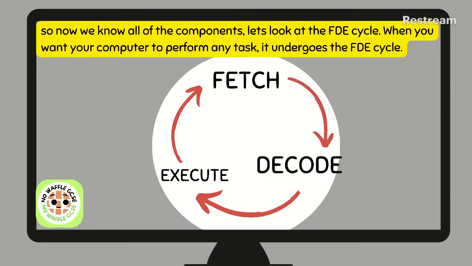Now, we know all of the components, so let's look at the FDE cycle, which stands for the fetch, decode, execute cycle. And when you want your computer to undergo any task, then the FDE cycle is going to happen.